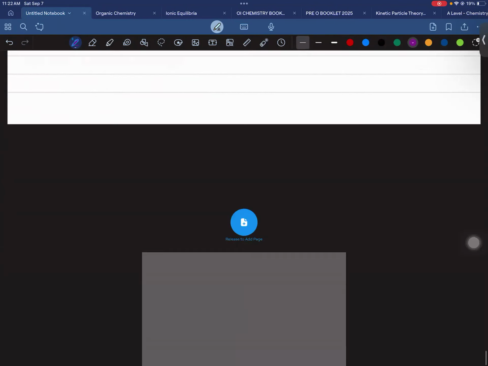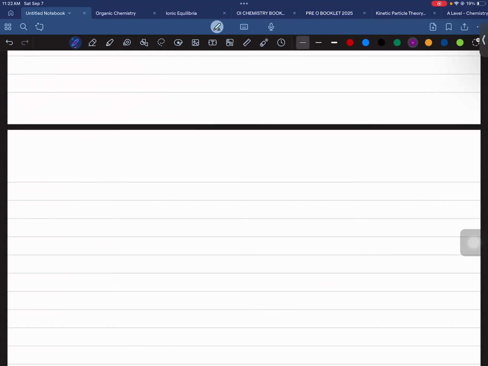So you must know the different processes that are involved in this whole scenario: atomization, ionization, and then electron affinity. I told you the definition of lattice energy, that it was the energy released when 1 mole of ionic solid is formed from the gaseous ions.